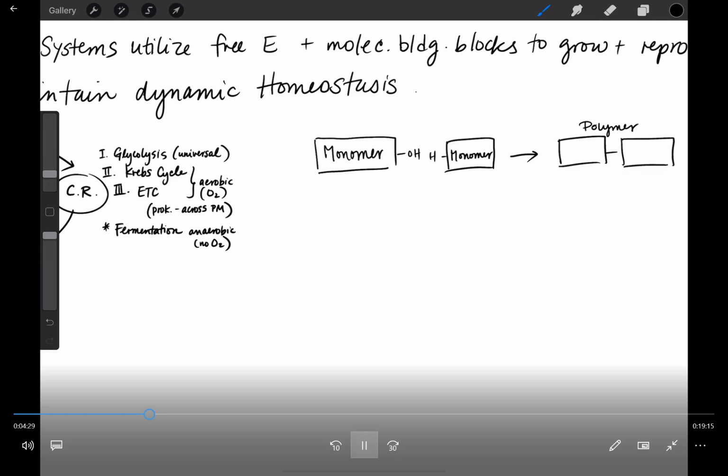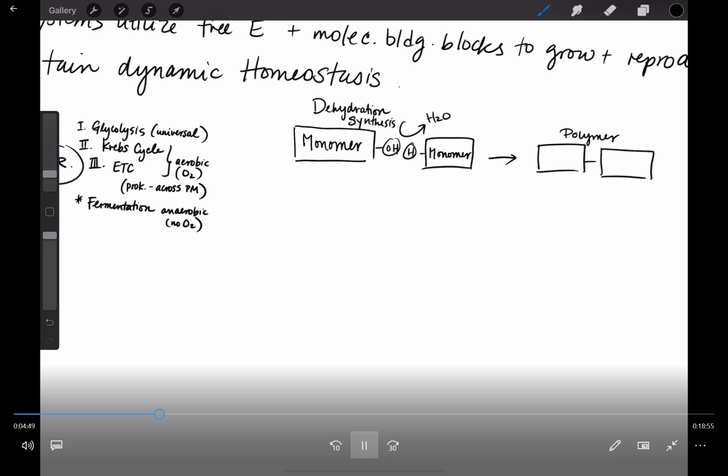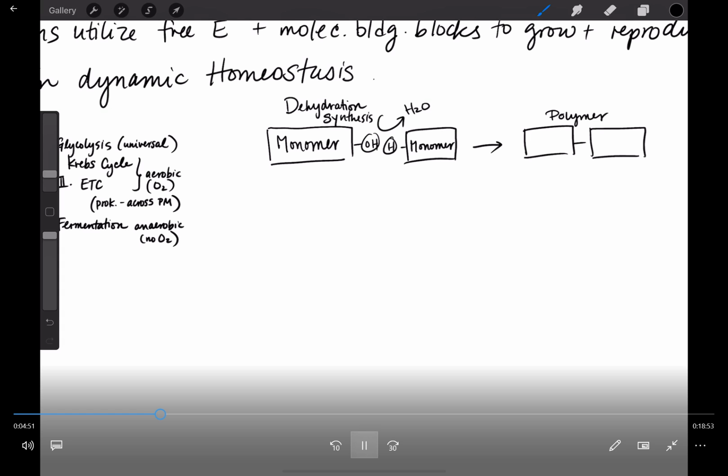So the joining of monomers is called polymerization. And the way this is done is through the removal of a hydroxide group and a hydrogen group to form water. We call this dehydration synthesis. Okay, and this is how we form all organic compounds.